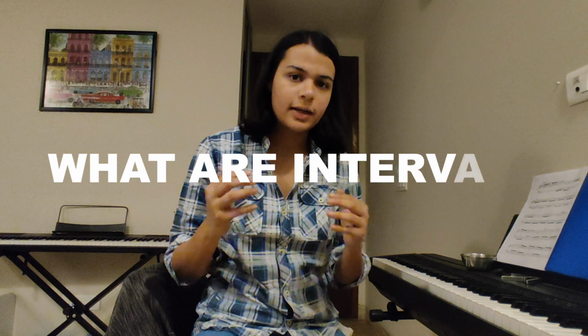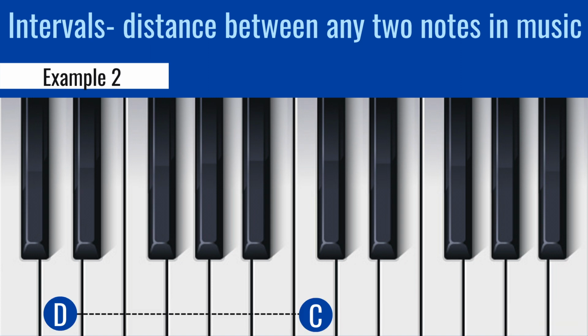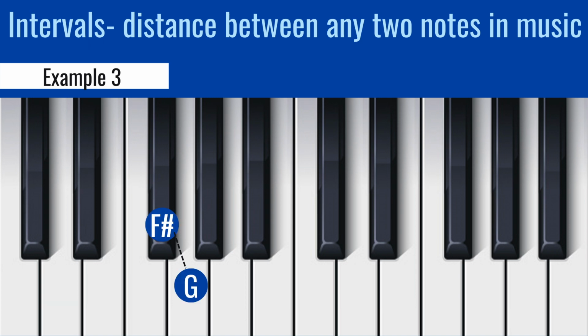Now, what are intervals? An interval basically refers to the distance between two notes in music. Let me give you an example of an interval. G to E is an interval. D to C is an interval. F sharp to G is an interval. Basically, you choose any two random notes on the piano and the distance between them is known as an interval.